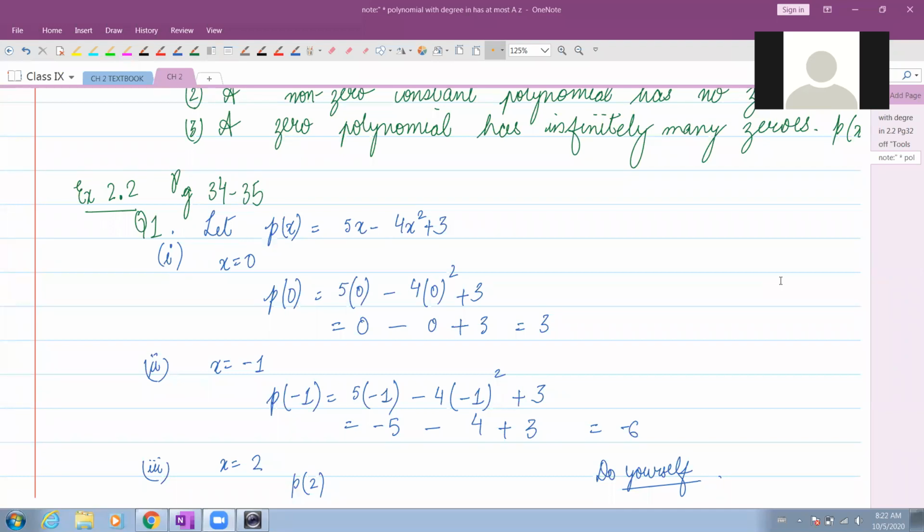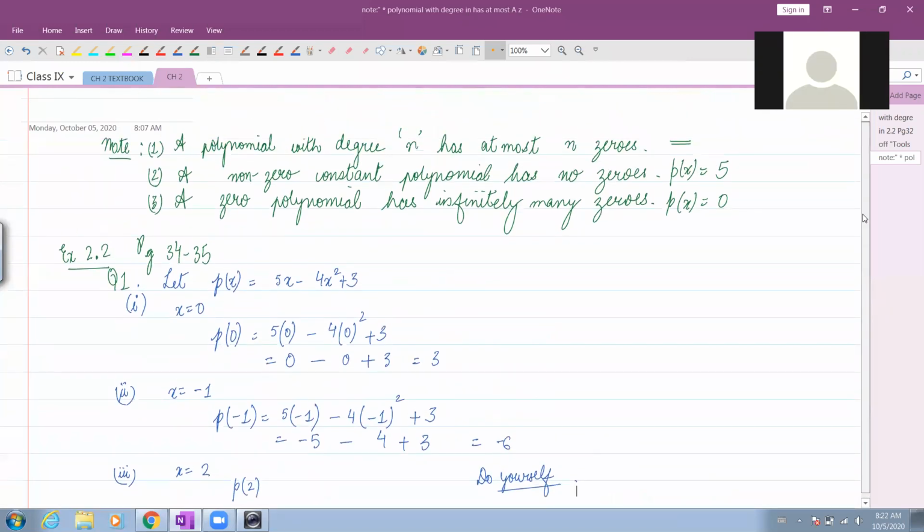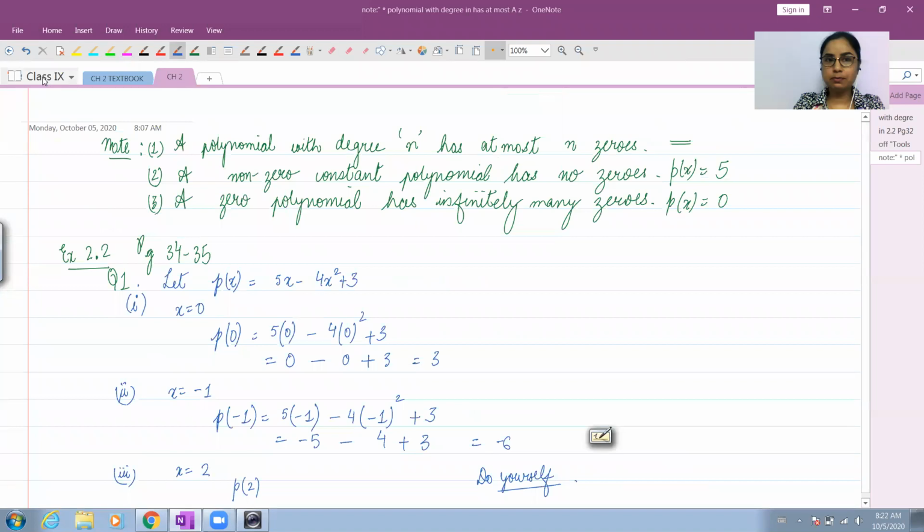Ma'am, can 0 be a zero of any polynomial? Like you have written p(x) equal to 5. If we put the value of x equal to 0, there is no x to be substituted. You're talking about the constant polynomial p(x) equals 5. Yes, ma'am. So this particular expression can be written as 5 into x raised to the power 0. So if I take x equals 0, the polynomial will become this. Actually, this value is not defined.